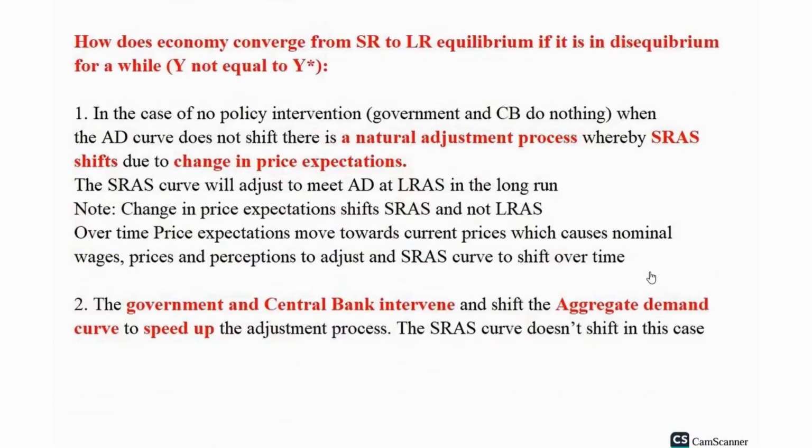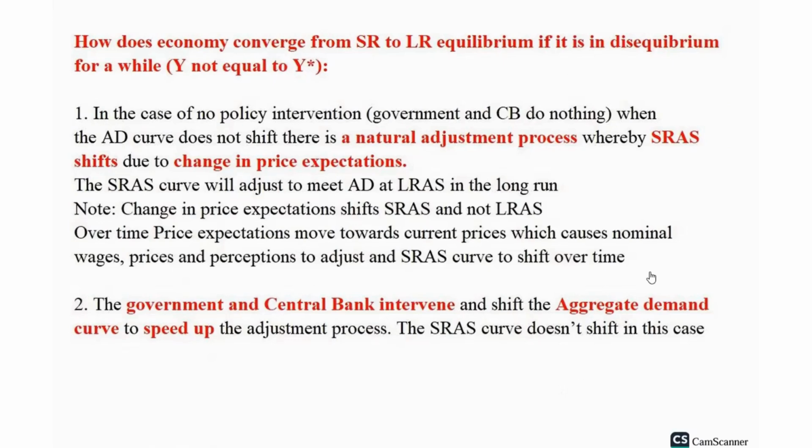Now the question arises, how does an economy converge from short-run to long-run equilibrium if you are at a point in the short run where output is not equal to potential output? Because like we discussed, in the short run, you could have a case where output is not equal to potential output. So how do you move from that case to long-run equilibrium?